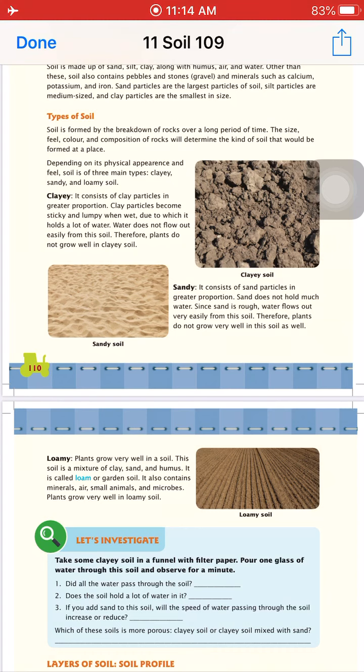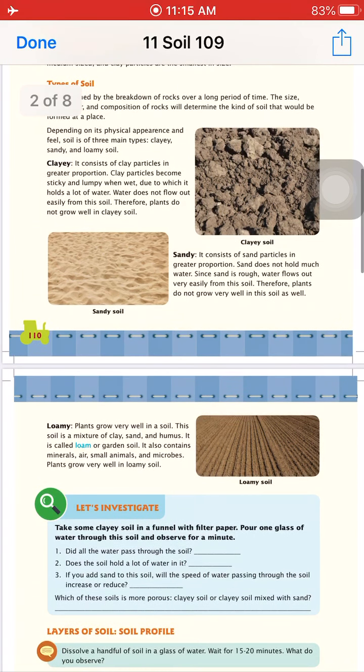In this chapter we learn about three types of soils: clay, sandy and loamy soil. First is clay soil. It consists of clay particles in greater proportion. Clay particles become sticky and lumpy when wet, due to which it holds a lot of water. Water does not flow out easily.